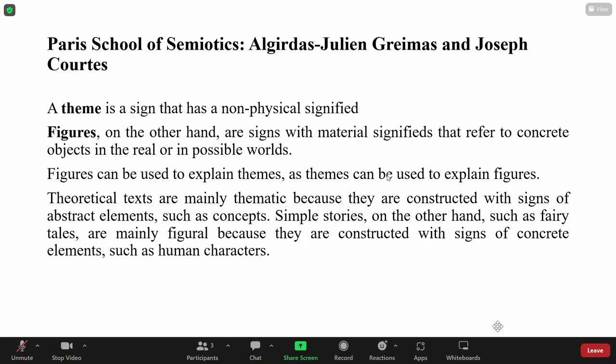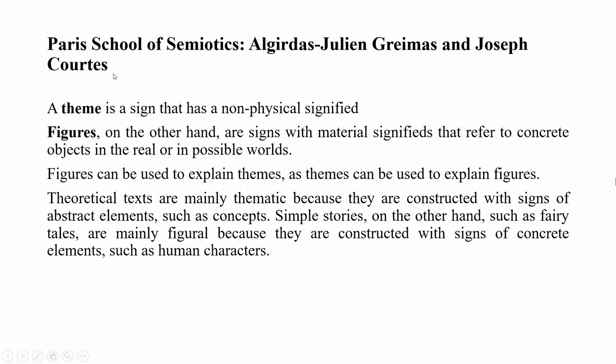Then in semiotics there were several schools. For instance, we have the Parisian school of semiotics, and they also suggested their own classification of signs. Within this classification, we can talk about a theme. A theme is a sign that has a non-physical signified. If we talk about language signs, these are abstract nouns, for instance. And figures, on the other hand, are those signs that have material signifieds. Usually these are words that refer to some objects in the real or possible worlds. And we can say that figures can be used to explain themes, and themes can be used to explain figures.